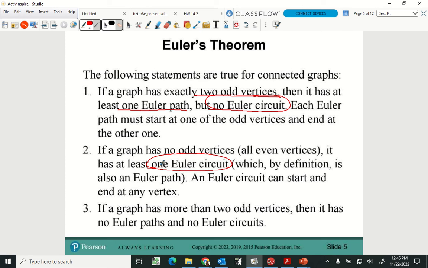Anyway, so a Euler circuit can start and end at any vertex. Three, if a graph has more than 2 odd vertices, then it has no Euler path and no Euler circuit.